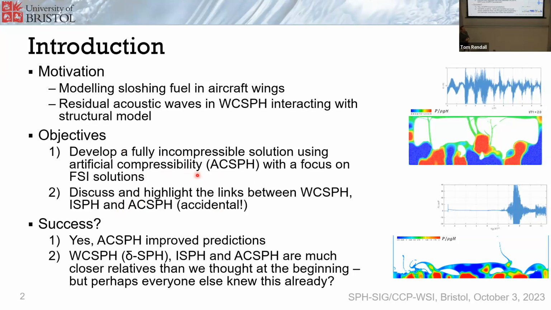So we decided to have a look at artificial compressibility as applied to SPH, which has been explored a little bit. And it turned out it's quite successful for the results that we wanted. And it also opened up some similarities between weakly compressible SPH, ISPH and the artificial compressibility, which we found quite interesting. Did it work? So yes, it's possible to get rid of the acoustic influences, and that helps with the FSI quite a lot. And these overlaps, I think, are quite interesting. So we'll go through a few of those ideas.